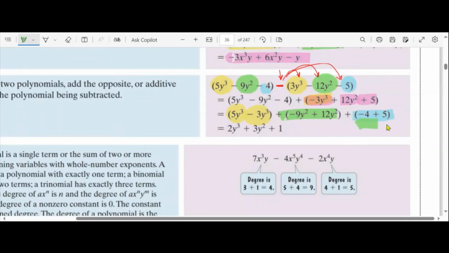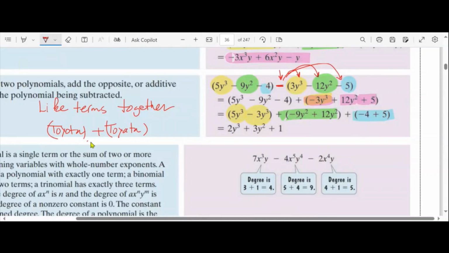You're talking about this one? Why was it separated? Because I want to add them or subtract them together. We have to isolate the like terms together. If I have, say, a Toyota, I put Toyota together. You know Toyota? And I have another Toyota. So I put Toyota and Toyota together, right? They are separate, and I put them together. So how many Toyotas do you have? 2 Toyotas.